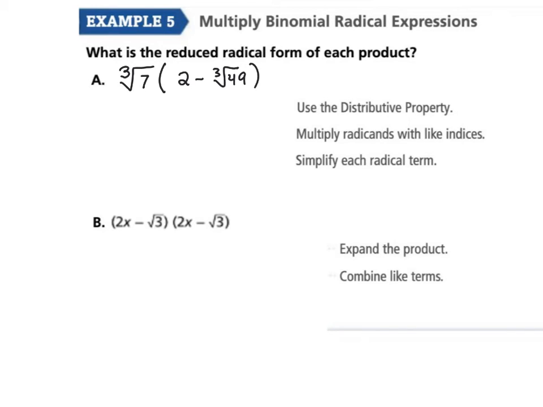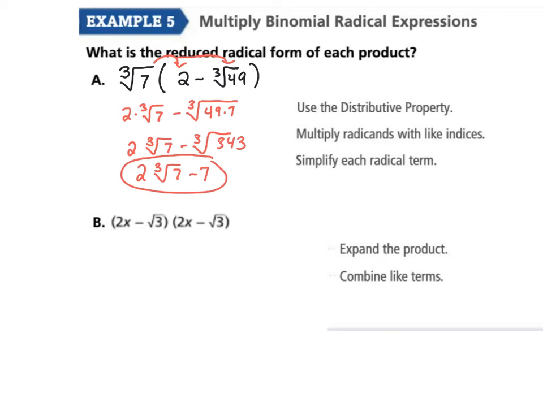So that's our example. What you need to do is distribute to both terms. So we get 2 times the cube root of 7, minus the cube root of 49 times 7. So we get 2 times the cube root of 7 minus the cube root of 343. And then you can actually take the cube root of 343 and you're going to get 7.